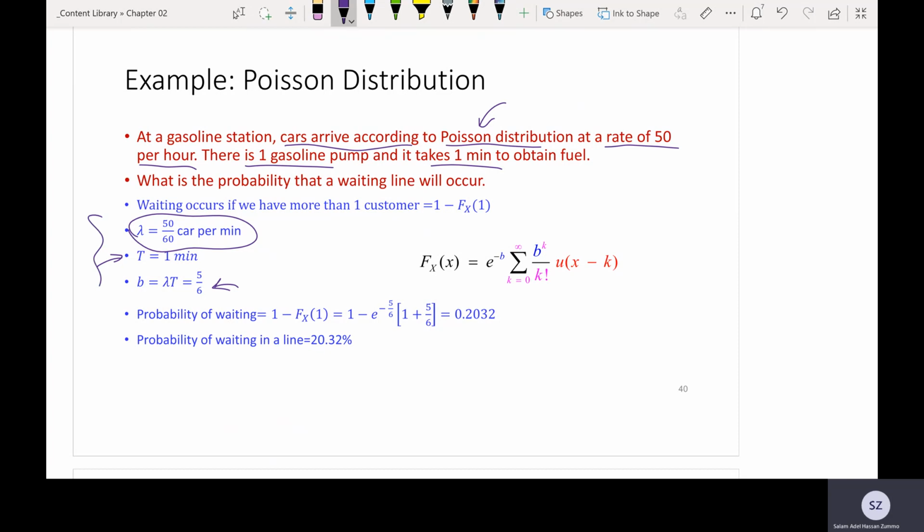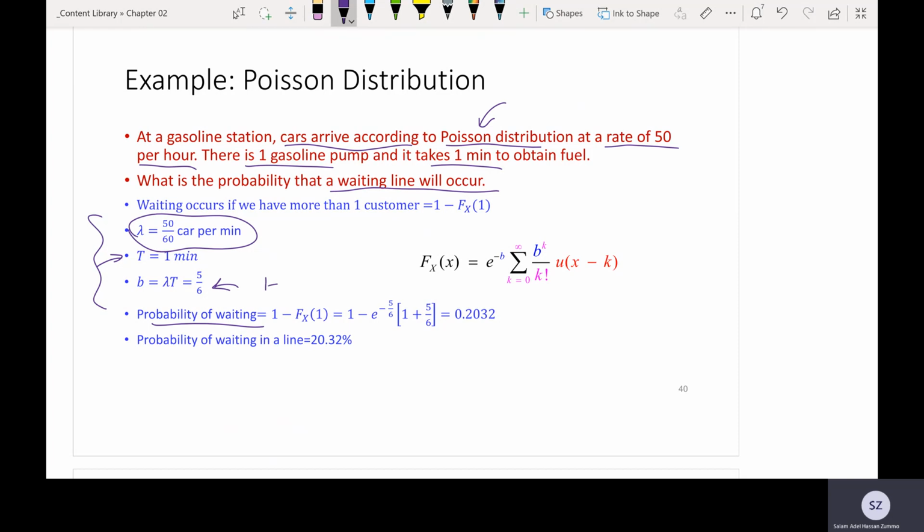Now this is the problem setting. I can ask you any question. For example, what is the probability that a waiting time will occur? When does a waiting line happen? When there is more than one arrival at the same time, because we have one gas station. So basically, more than one arrival means waiting time. So for the probability of waiting time, you now need to translate from the words to what it means mathematically.